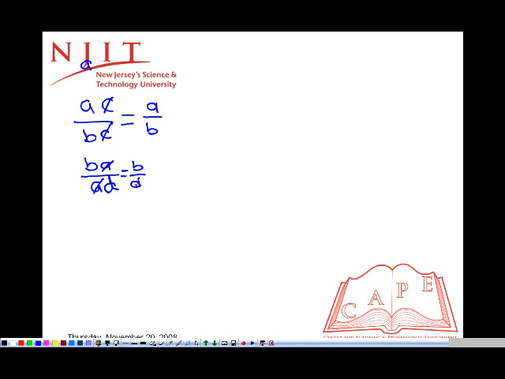Now we move on. If we have d over a equals b over c. So how do we solve for this? There's something called cross multiply. You cross multiply them. So the d times the c and the b times the a. So we get b a equals c d.